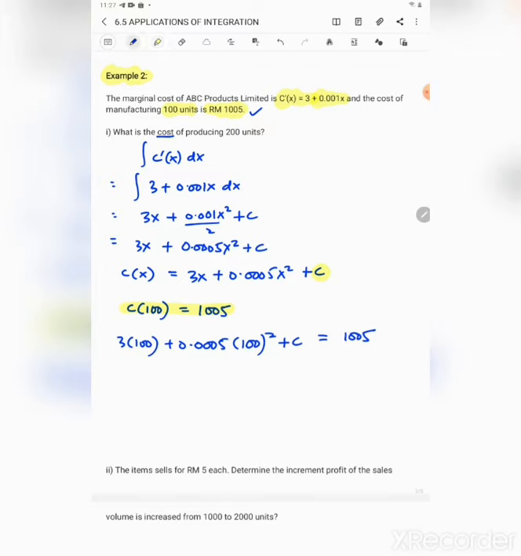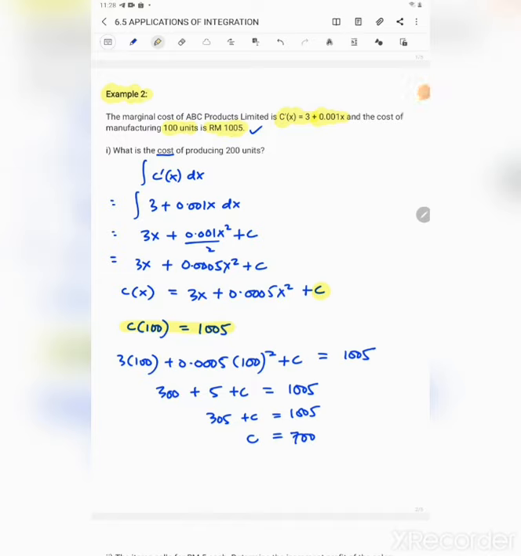So press your calculator for the first one. We get 300 plus, this one we get 5, plus C equal to 1005. Therefore 305 plus C equal to 1005, therefore C equal to 1005 minus 305. Sorry, C is the constant, right? C is equal to 700.